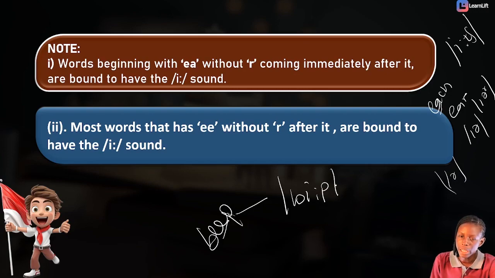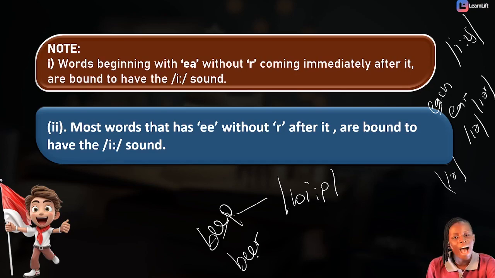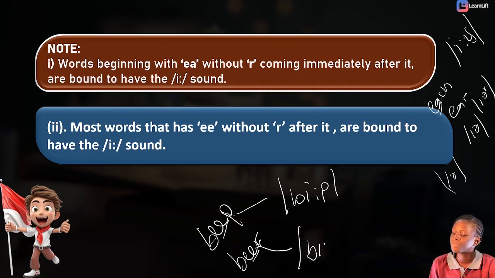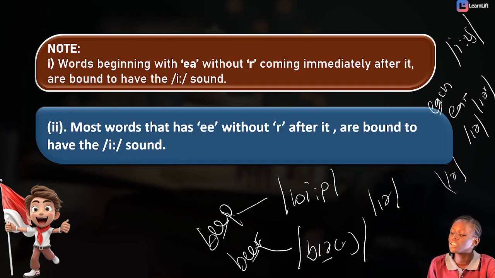Beep. But for my beer, now this is my beer. My beer has EE, good and fine. But then there's an R coming after it, right? And that opposes the rule. Therefore, my beer that has R after its EE cannot have the E sound. Let's transcribe beer to be sure of what we're saying. So my beer, I have beer. Now this is it. My beer has a diphthong, ear. It cannot have the E sound because there's an R coming immediately after my EE.